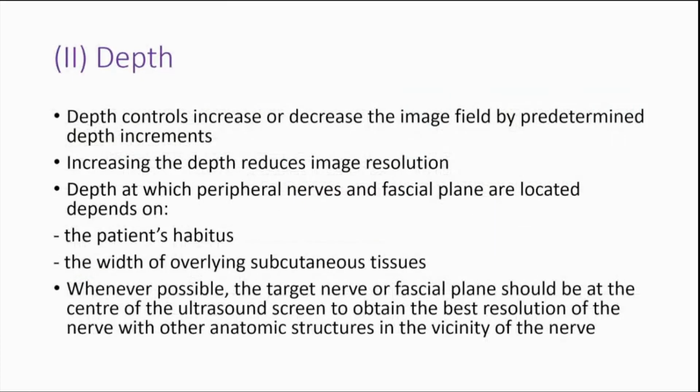So next will be the depth. Depth controls increase or decrease the image field by predetermining depth increments. By increasing the depth, the image resolution will decrease. The depth at which the peripheral nerves and also the fascial plane are located will depend on the patient's build as well as the width of the overlying subcutaneous tissues. Whenever possible, we should try to locate the target nerve or fascial plane in the center of the ultrasound screen to obtain the best image resolution.